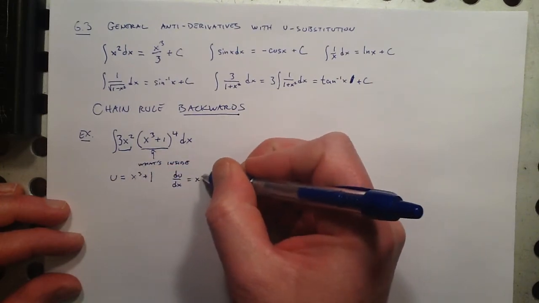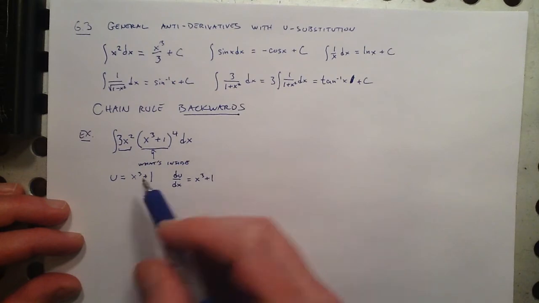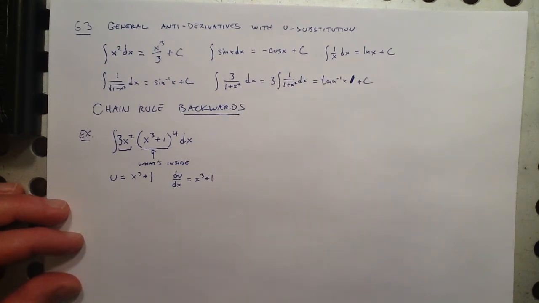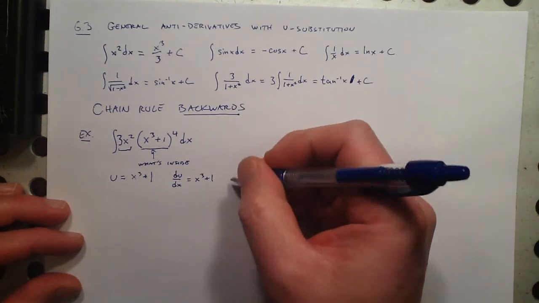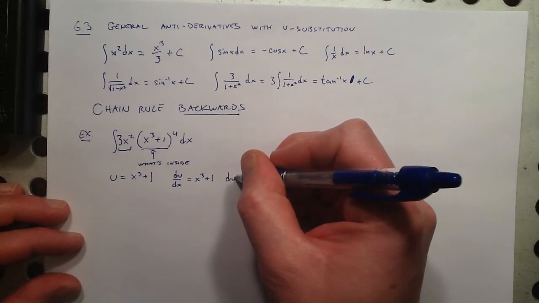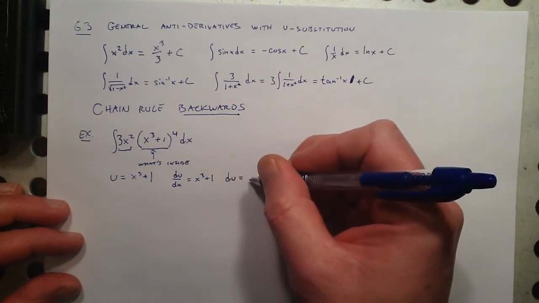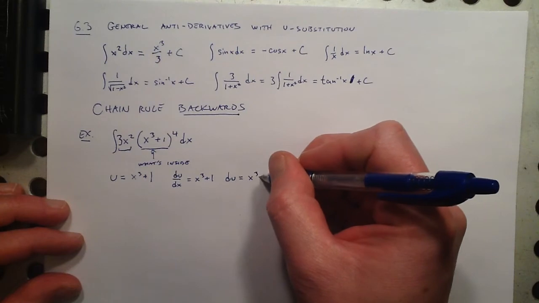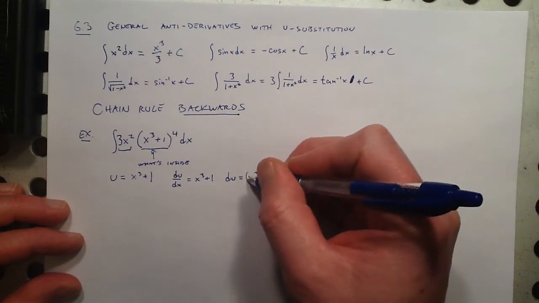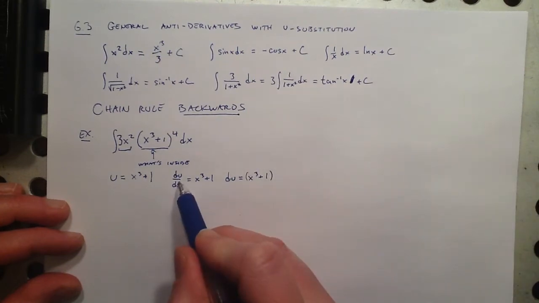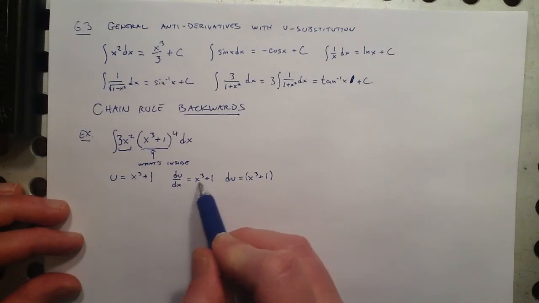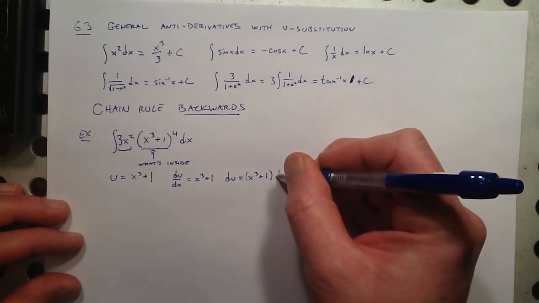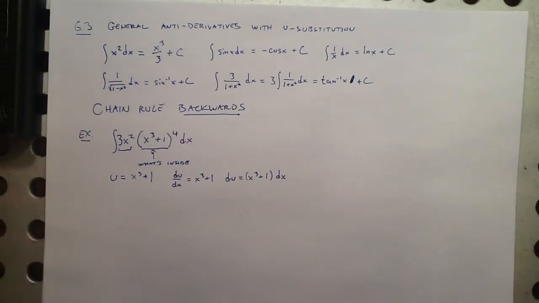So du dx is equal to x cubed plus 1. And then, inspired by all of the algebra that we know, I'm going to go ahead and multiply the dx up to the other side, like that.